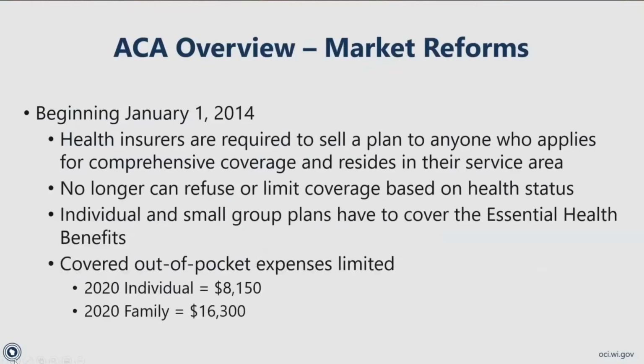So again, beginning in 2014 was the first time people could go onto the marketplace. Health insurers were required to sell plans to anyone who applied for coverage as long as they lived in the service area. They could no longer refuse or limit coverage based on health status. Individuals and small groups can get coverage for all the essential health benefits. And as of 2020, out-of-pocket expenses were capped at, it seems like a lot of money, $8,150 for an individual or $16,300 for a family. Understand there are some benefits that can help make this more affordable. Next slide.